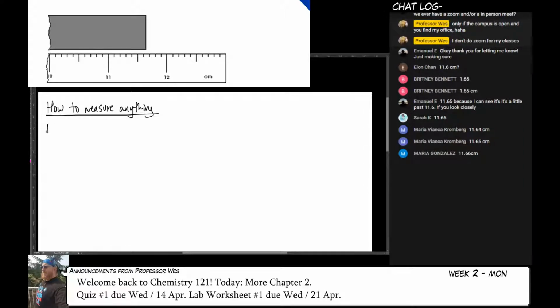So step number one for how to measure anything is to find the two marks the object falls between.